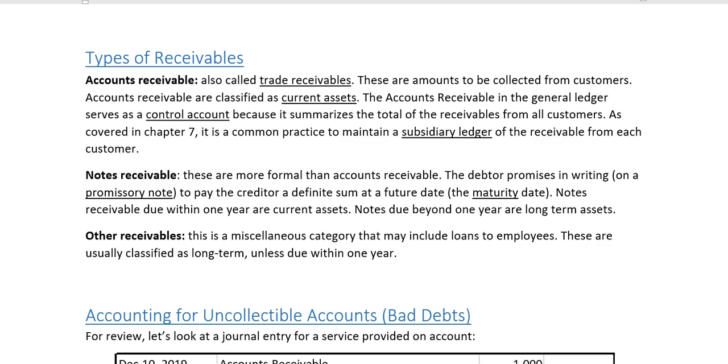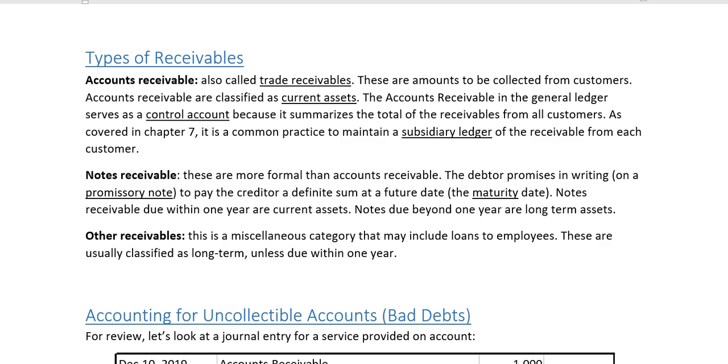It is a common practice to maintain a subsidiary ledger of the receivable from each customer. So you want to keep track of who owes you what, when they're paid, and so on and so forth. Those details are very important. You don't want to miss out on amounts owed to you, and you definitely don't want to harass your customers when they've already made the payments.